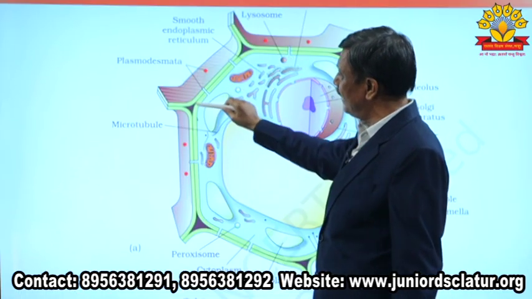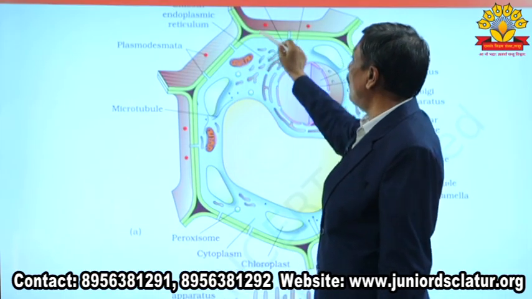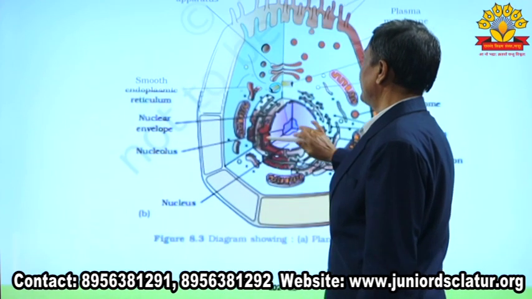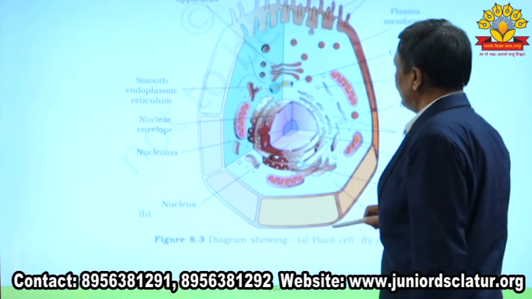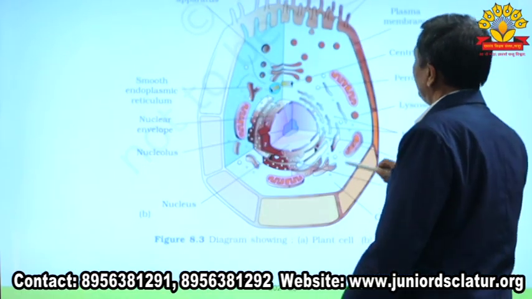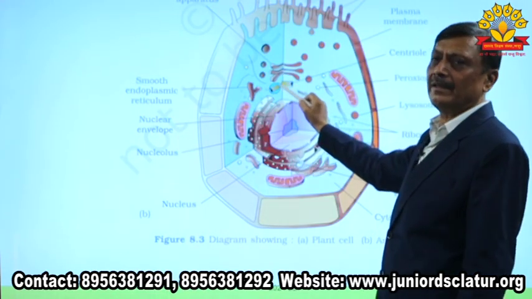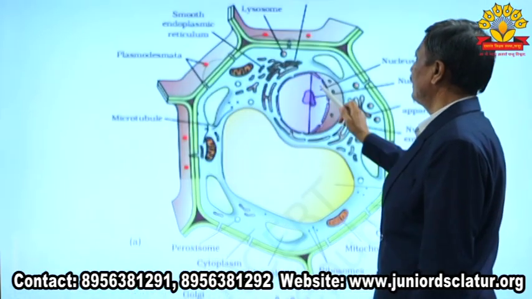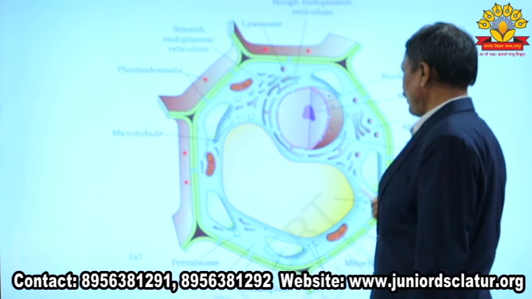But what is absent here? What is absent in the animal cell? This cell wall is absent in the animal cell. You can see here cell wall is absent in the animal cell. And what is present here in the animal cell which is absent in the plant cell? This centriole is present in the animal cell, and this centriole is absent here in the plant cell. You can see here no centriole.